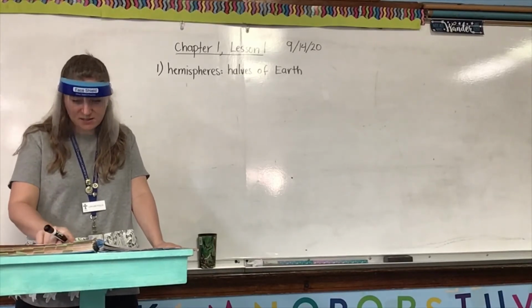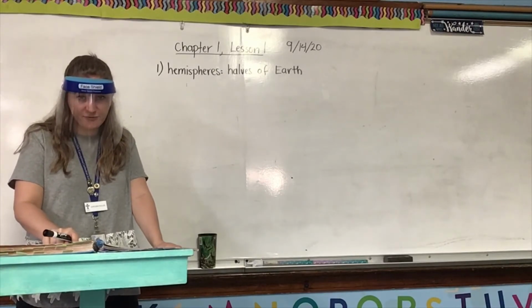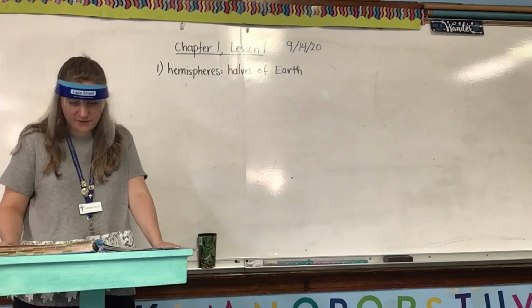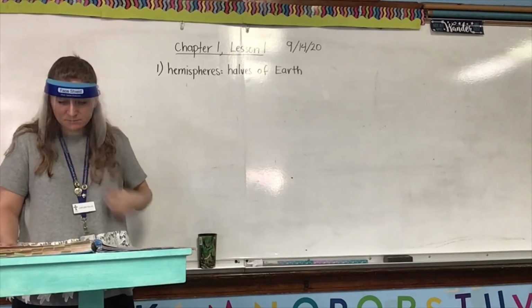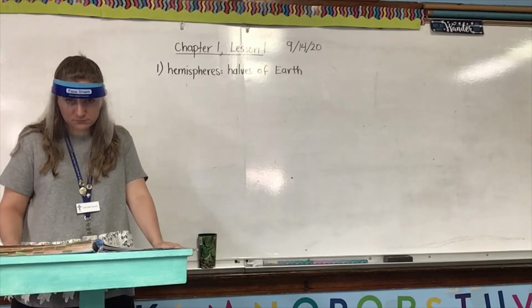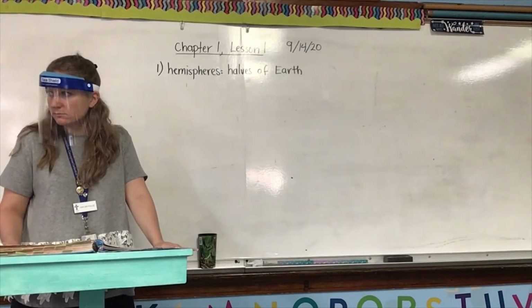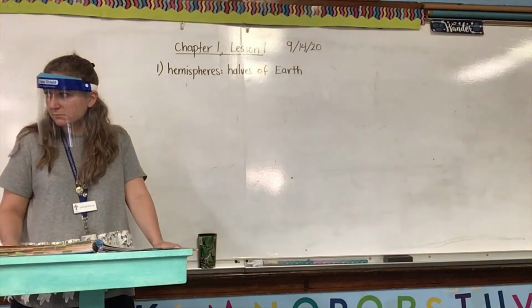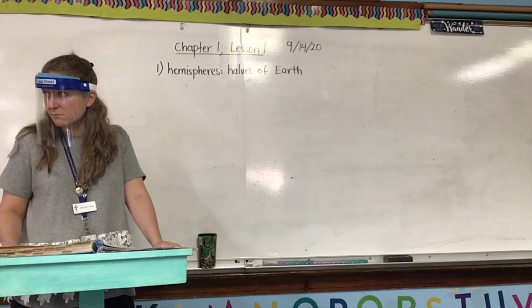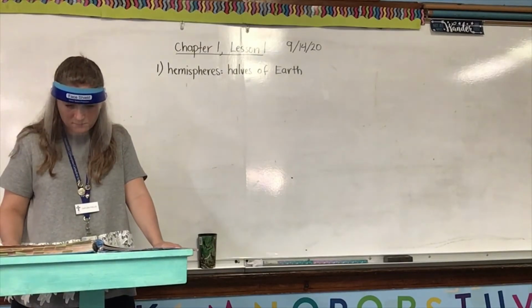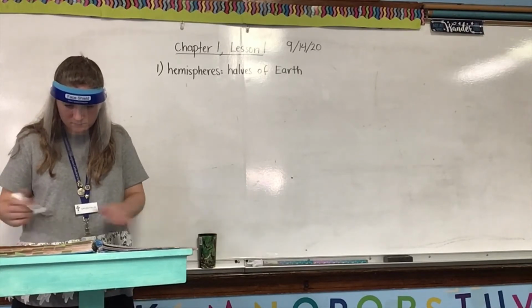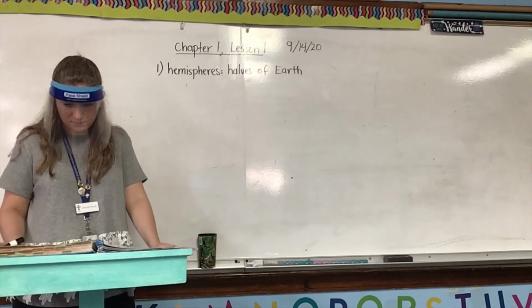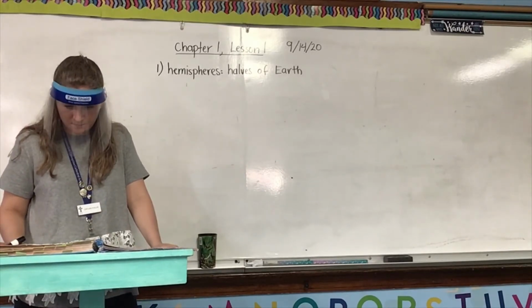Not geographicers, but geographers. Good. Geographers use imaginary lines to divide Earth into hemispheres. One line, called the equator, circles Earth halfway between the North Pole and the South Pole.